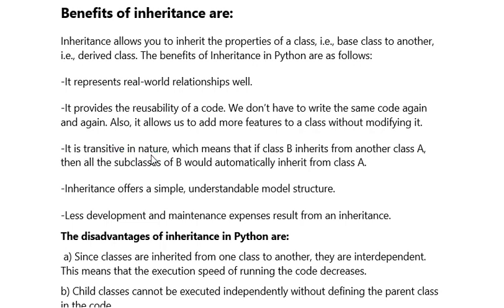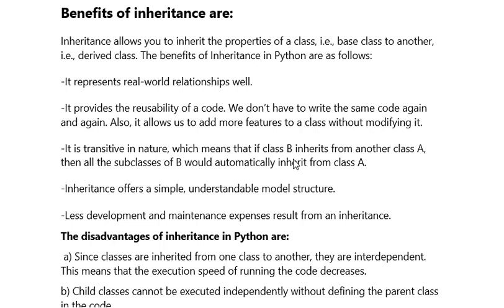What is transitive? Which means that if class B is nothing but the child class, and class A is nothing but the parent class. Yes, class B inherits from another class which is class A. Here class B will be acting as a child class and it is inherited from class A, which means class A is nothing but the parent class.